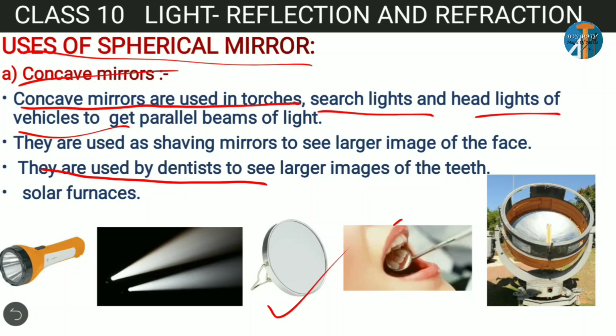They may ask for 1 mark: write any 2 uses of concave mirror. So you can write it there. It is used in torches, searchlights, headlights of vehicles. It is used in shaving mirrors. It is used by dentists to see the larger image of teeth, and it is used in solar furnaces. These are the uses of concave mirror.